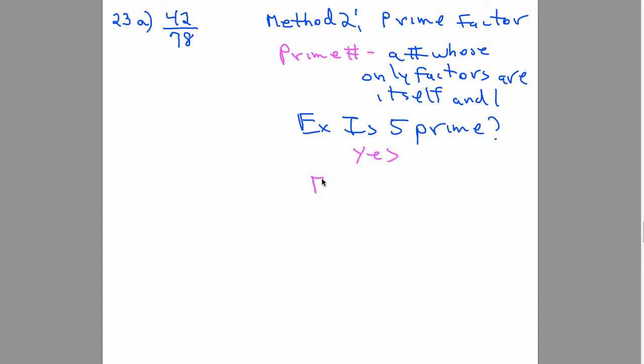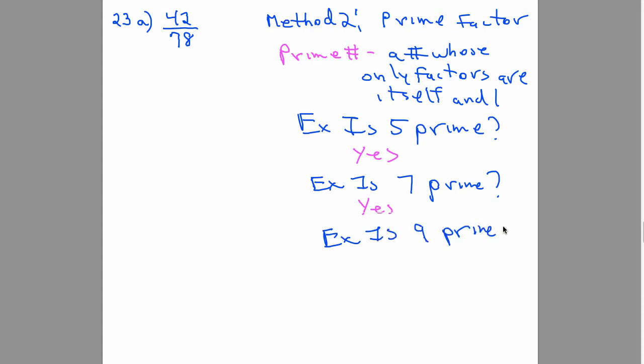Is 7 prime? The answer once again is yes, since the only factors of 7 are 1 and itself. Is 9 prime? So don't fall into this trap now. You might think that every odd number is prime, but that's not the case here. So the answer is no, since 9 equals 3 times 3, and 3 is neither 1 nor 9.